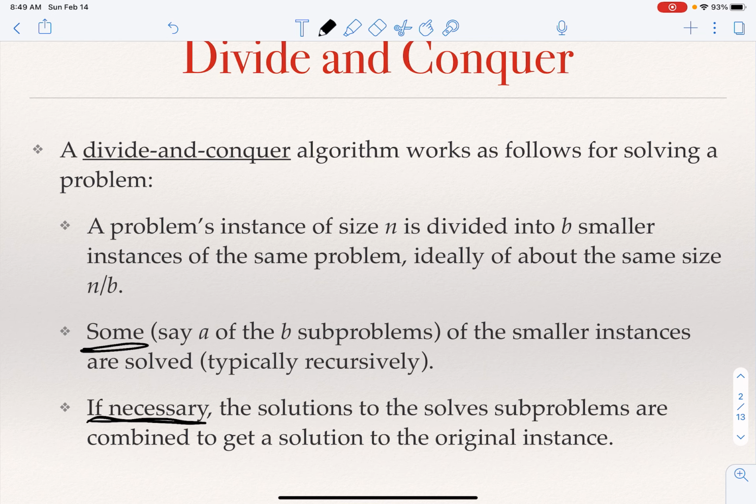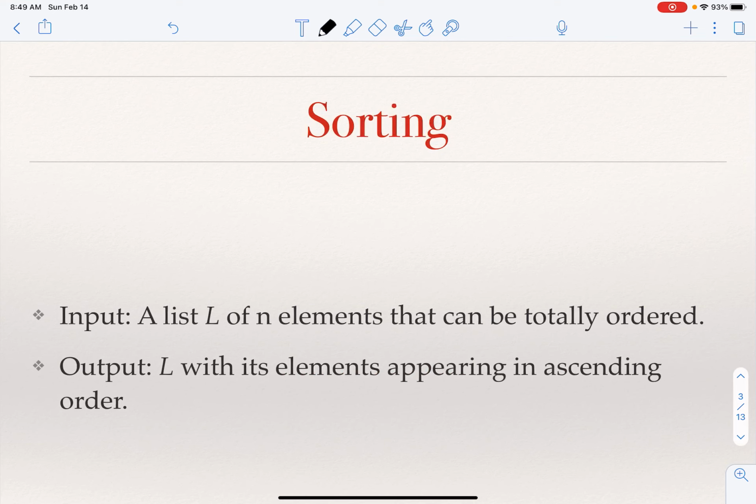So the first problem is the sorting problem, and I assume almost everyone knows what sorting is. You are given an array or a list of n elements, and every 2 elements of them should be comparable so that I can say which one comes before the other. And I want as output the list with the elements sorted in ascending or non-decreasing order.